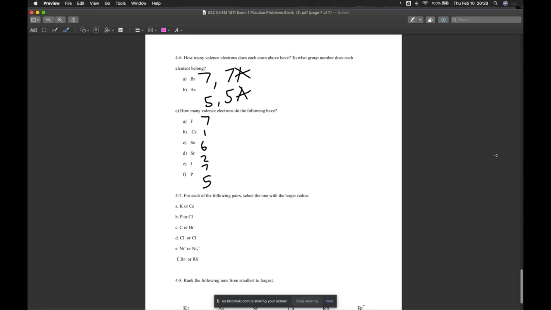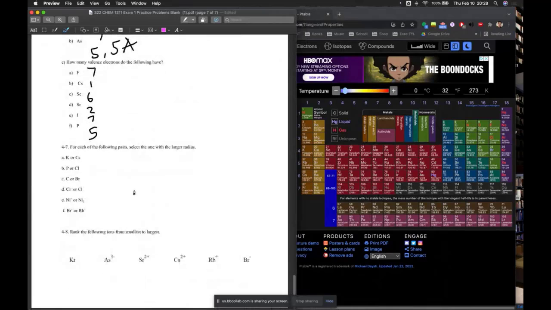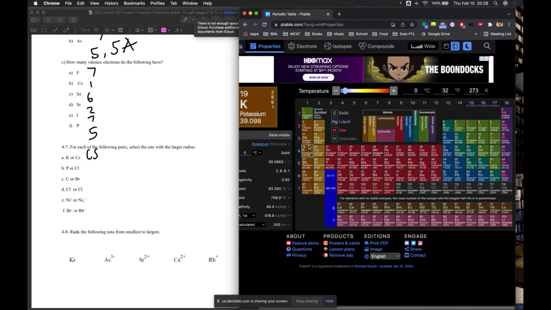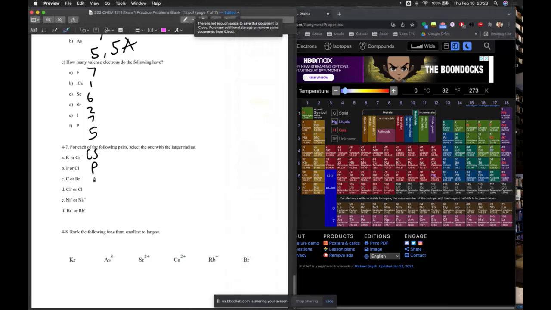For each of the following pairs, select the one with the largest radius. So we're going to need our periodic table again for this. A is going to be Cs, right? Because with Cs and K, going down a group, it increases, so therefore Cs is the one. P or Cl, going from left to right it decreases, therefore P has the bigger one. C or Br, Br would have this one because group trends take priority over period trends. And if you think about it, group 7 has 4 rings versus carbon, which only has 2, so the rings are further out. So with these anions, it's going to be different.